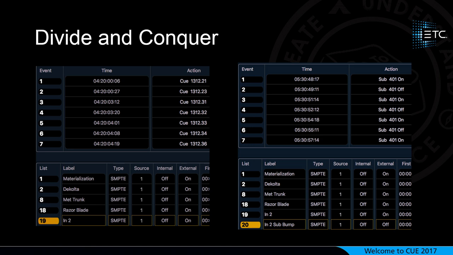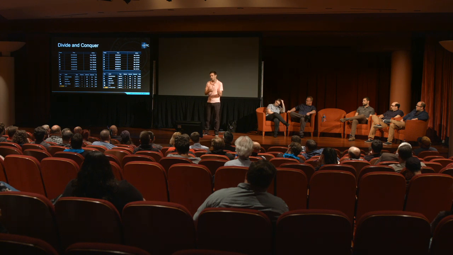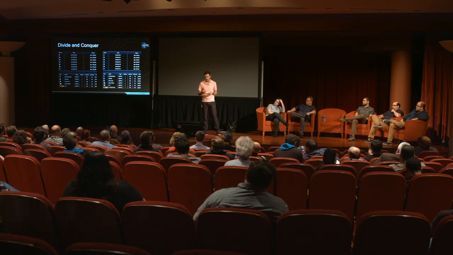Let's say all of the sub hits need to happen two frames later. Well, now they're all mixed and mingled in with all of the cues. So divide manual hits or submaster hits differently than you would put in cue hits. It makes it a little bit simpler on the out.